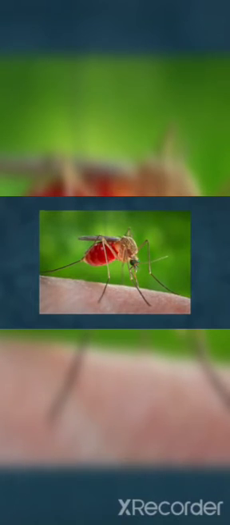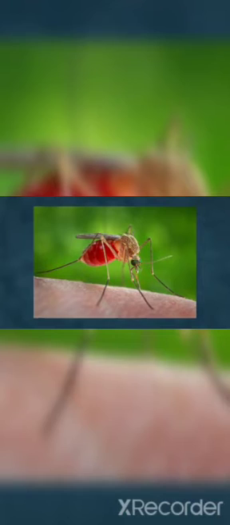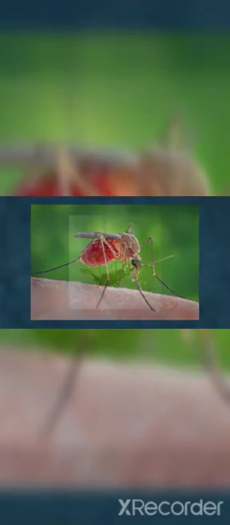Mosquitoes transmit many diseases among humans, including malaria, dengue, West Nile fever, and Zika. To keep mosquitoes from spreading disease, we must first understand their life cycle. The life cycle of a mosquito, like that of many other insects, has 4 stages: egg, larva, pupa, and adult.